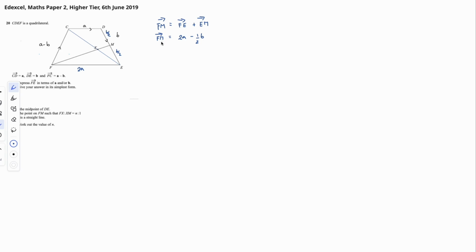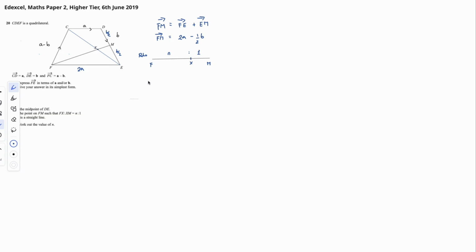Now, we need to create some type of expression for indicating that X exists somewhere along this line. So let's think about it in terms of how we split up a ratio line. So I'm going to just draw out a line here separately. Let's just think about it from this point of view. So think about this as being the F point, M point, that's our FM line, and X sits somewhere along there. And we are told from a ratio point of view that this is n to 1.